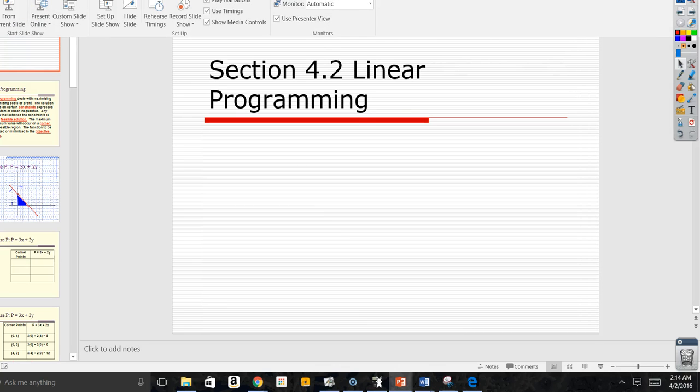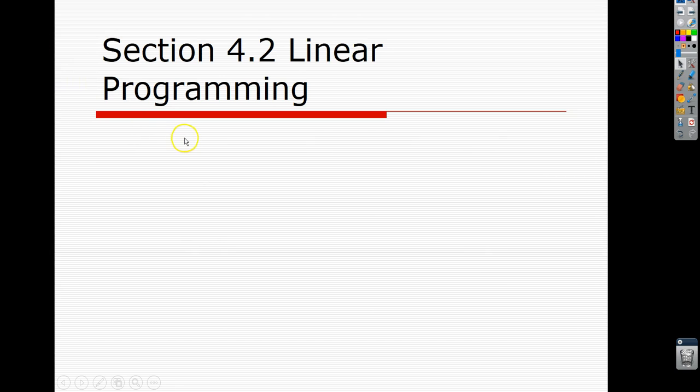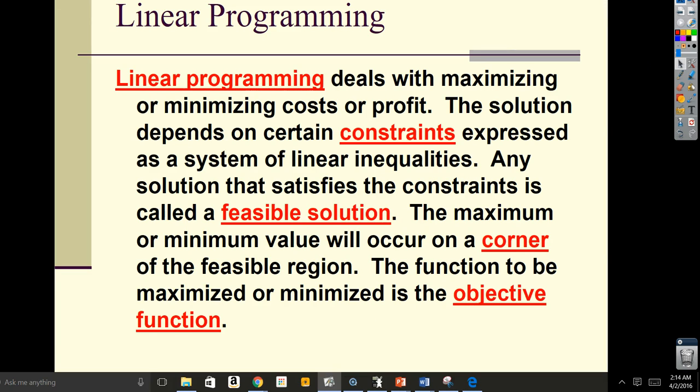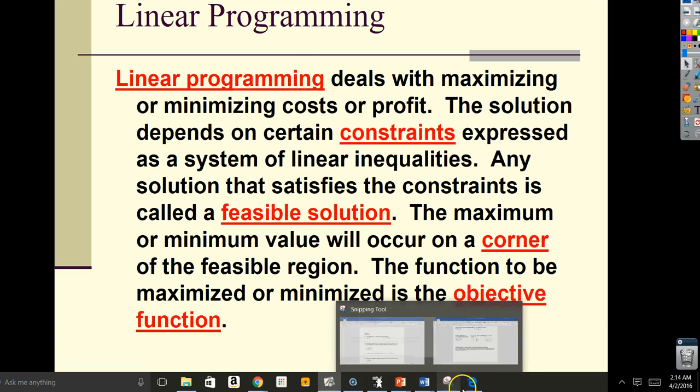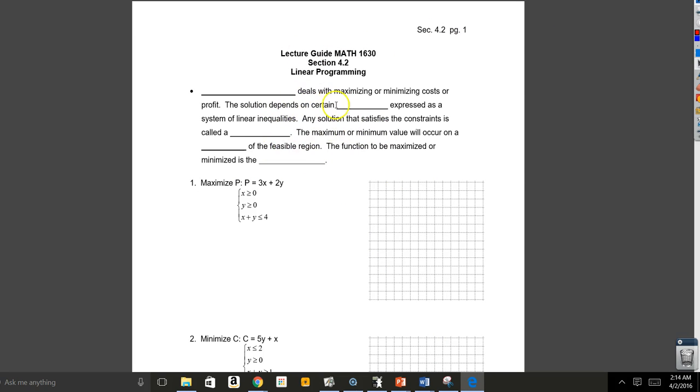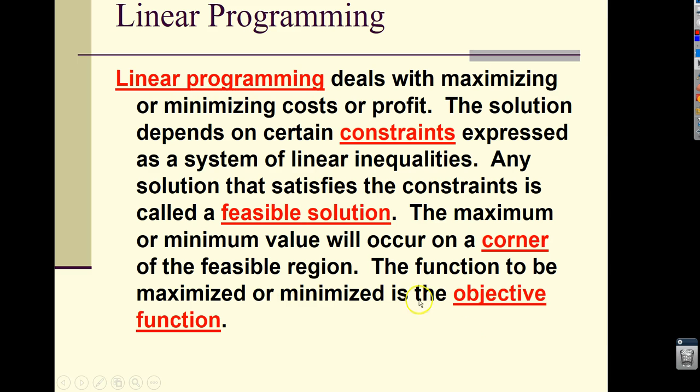So this is 4.2 linear programming, and you should have with you the lecture guide that goes with it. And so this first slide gives you this information here. So linear programming deals with maximizing or minimizing cost or profit. The solution depends on certain constraints expressed as a system of linear inequalities.